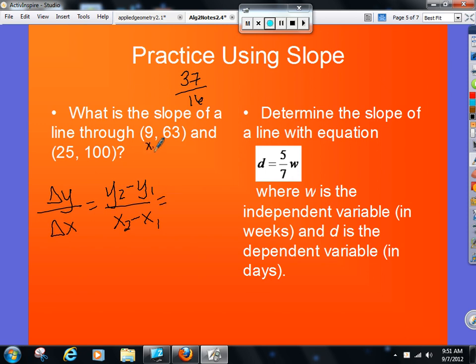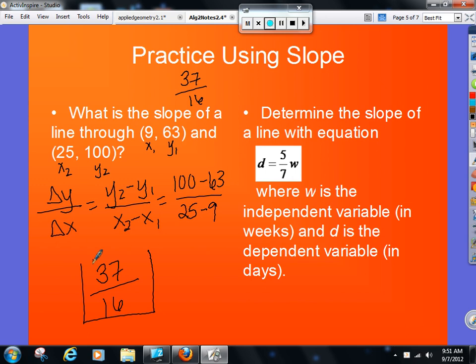I have x1, y1 for the first point. The first point gets the 1s. The second point gets the 2s. So now I have y2, 100, minus y1, which is 63, all over 25 minus 9. And of course this wouldn't work out nicely. 100 minus 63 is 37. 25 minus 9 is 16. That does not simplify, so that is my slope.